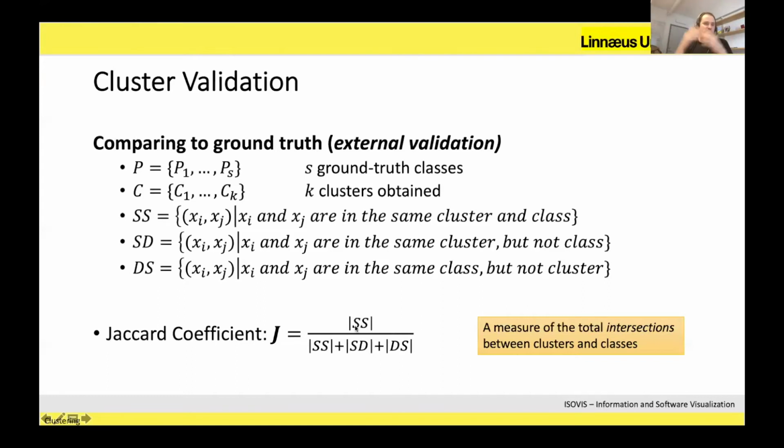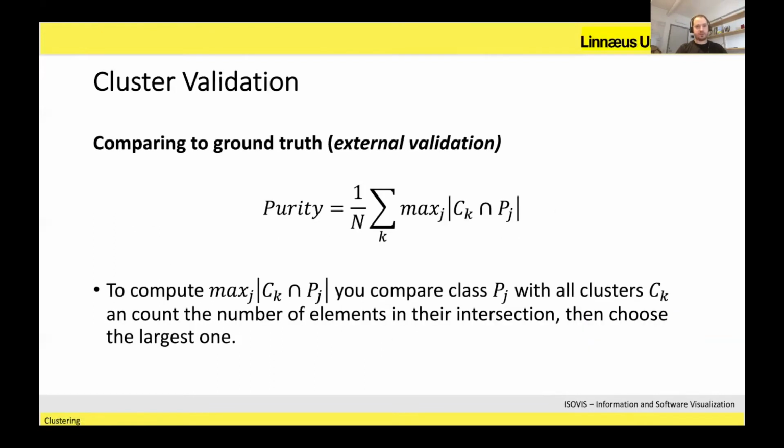Then that's one coefficient that will give you a measure of the total intersections between clusters and classes. Like intersection between a cluster and class is a good thing, because that means the cluster kind of detected your class, so to speak. And this would give you a validation of your clustering, again, based on external data that you have. So, you know, you can only use it if you have external labels.